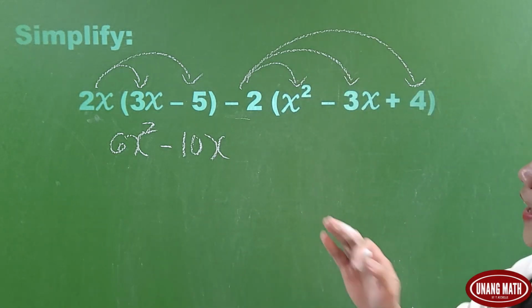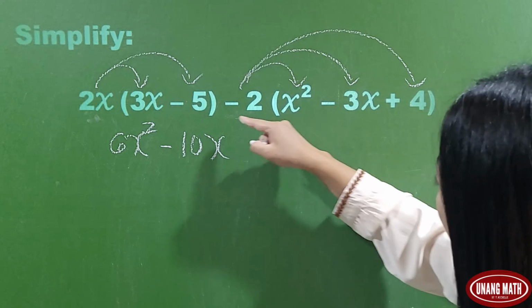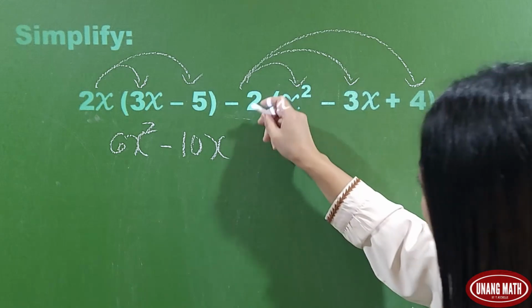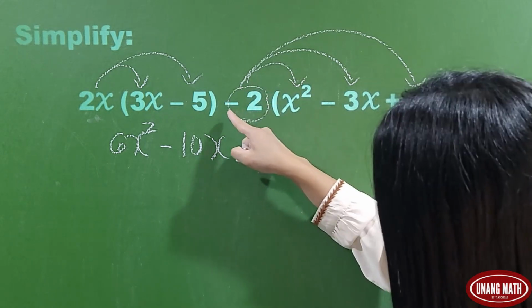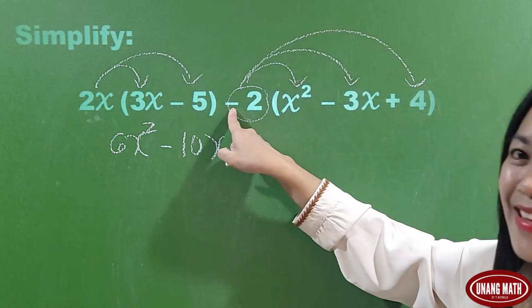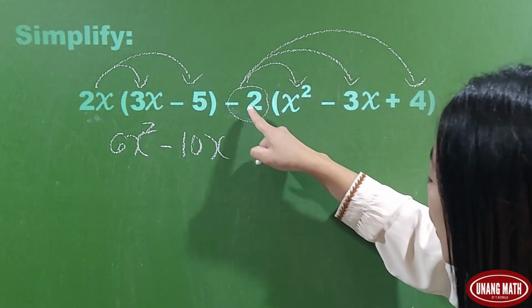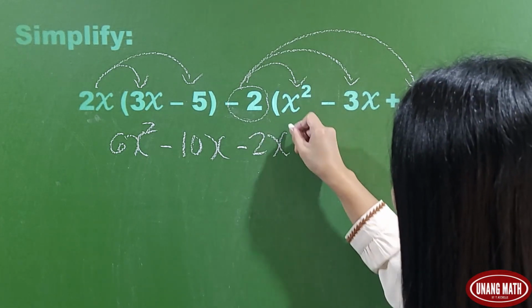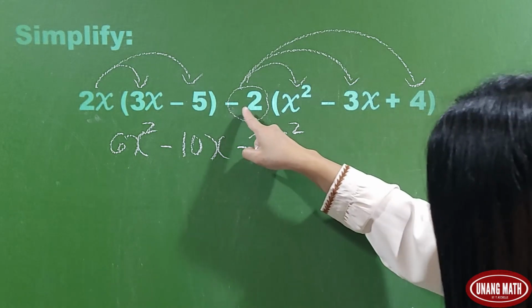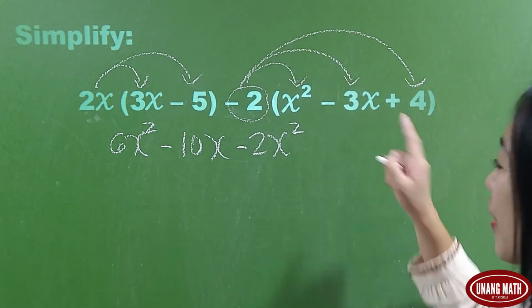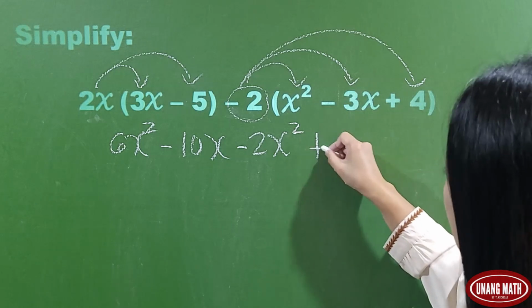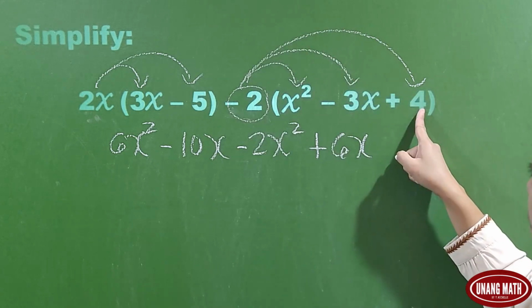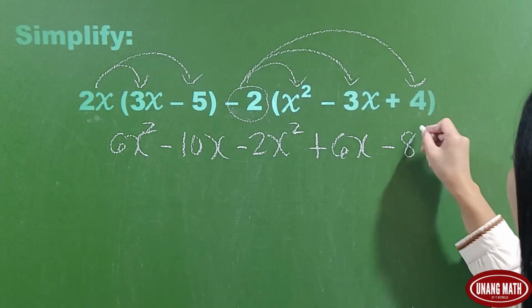Okay, next would be this part. So negative 2 multiply to each term of this polynomial. So in multiplying this part, we have to include this sign. So it would be negative 2. So this is negative 2 times x squared is negative 2x squared. Okay, next would be negative 2 times negative 3x. And that would be positive. So plus 6x. Okay, what about negative 2 times 4? So that would be negative 8.